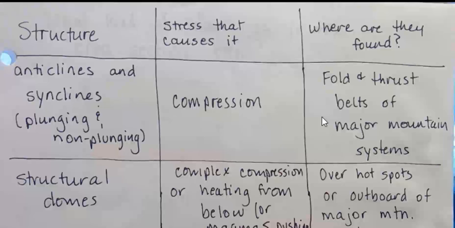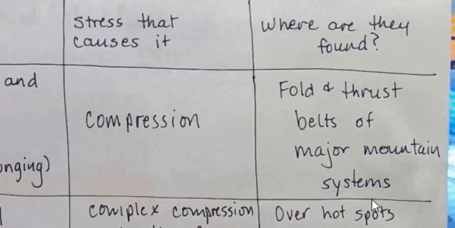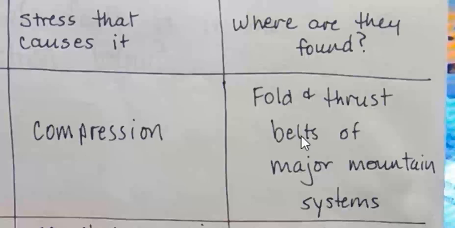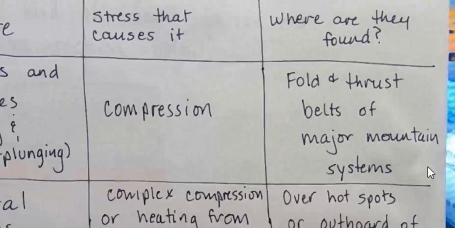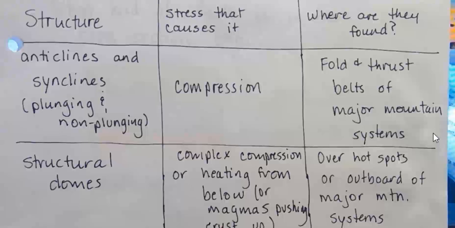Where could we go to see rocks folded into anticlines and synclines today? Well, we go to certain parts of major mountain systems, the parts of major mountain systems referred to as fold and thrust belts. You can go to portions of the Appalachian Mountains, the Alps, and you can find examples of anticlines and synclines, plunging anticlines and plunging synclines in the fold and thrust belts of those major mountain systems. They all formed from plate collisions.